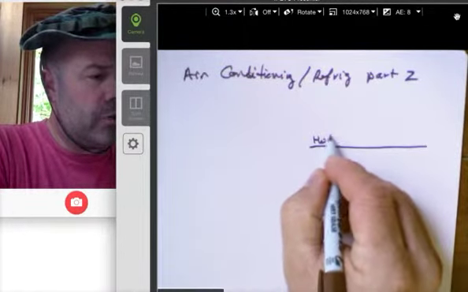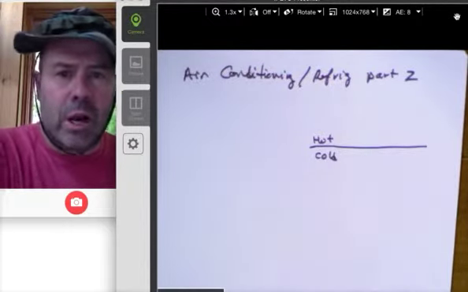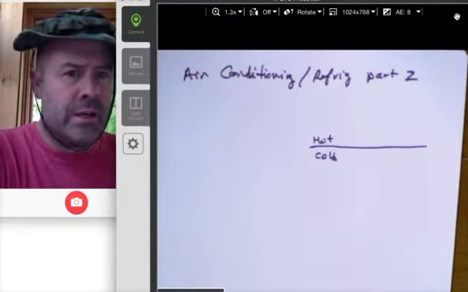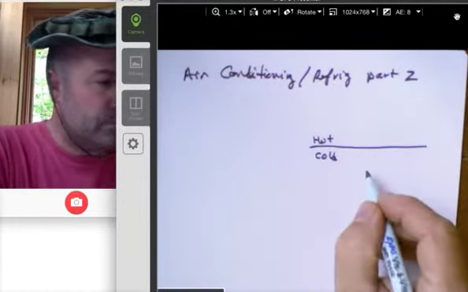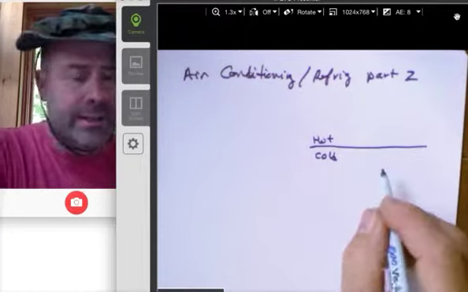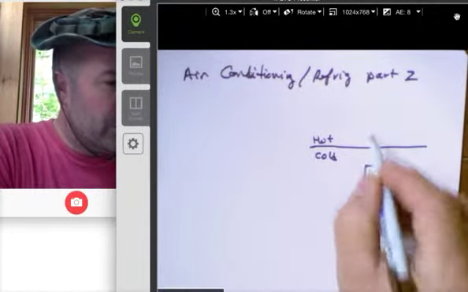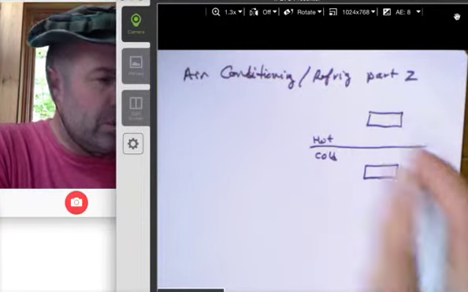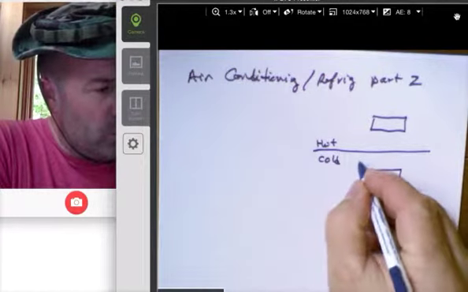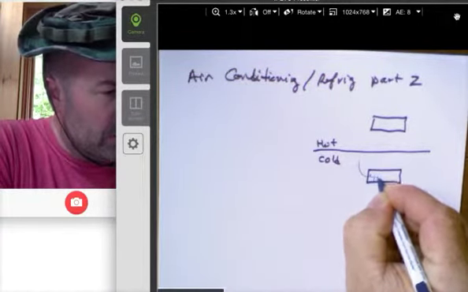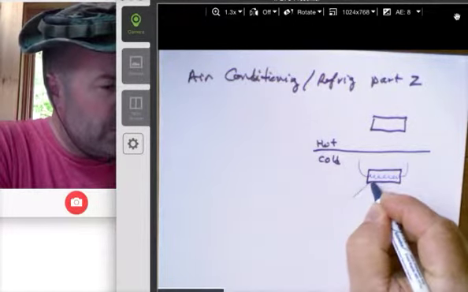Let's look at it this way. We've got a hot and we've got a cold, and those are systems like a house and the outside of the house, or your car in the summer and the outside of your car. And the cold is the thing that we want to take energy out of. So we've got a couple of heat exchangers, and in this first heat exchanger, we bring in some fluid and we put energy into it.